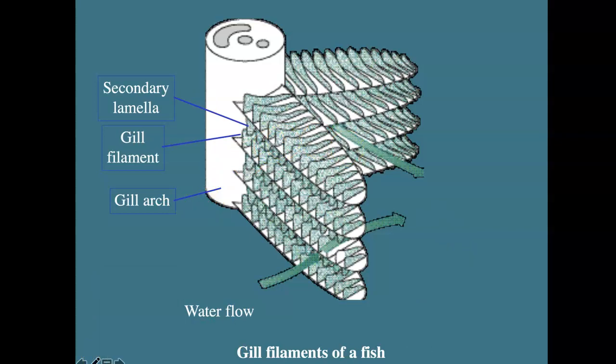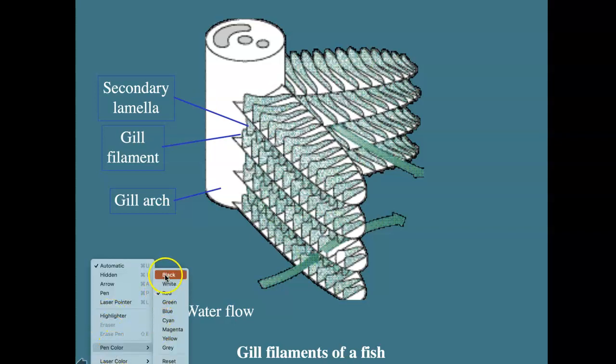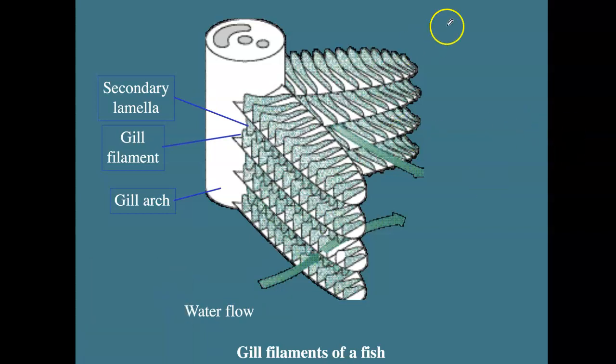So if you think about it here, I'm just going to show you a quick drawing. If we had just a flat gill like this, this is all the surface area that we would have. But instead, your gills have these folds called lamella. And here, each of these are called gill filaments.